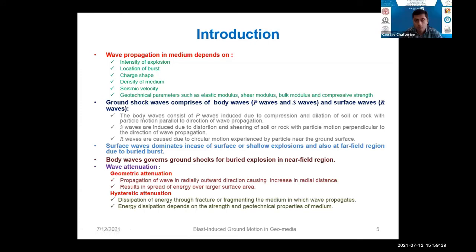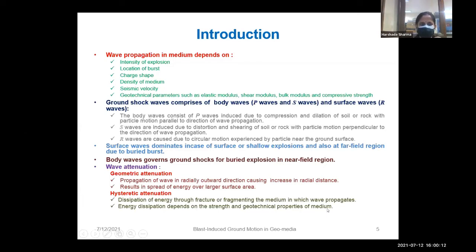So now the intention is that the wave should attenuate. How does the wave attenuate? The wave can attenuate with geometric attenuation or with hysteretic attenuation. Hysteretic attenuation is the dissipation of energy of that wave, maybe because of the fracture of the rock or the fragments which are developed due to that fracture in which that wave is propagating. The energy dissipation can depend upon the strength of the geomedium and the geotechnical parameters of the geomedium.